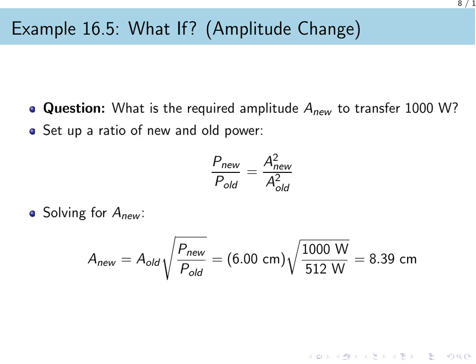Now consider a what-if scenario. If we want to increase the rate of energy transfer to 1000 watts while keeping the string tension and frequency the same, how must the amplitude change? We can set up a ratio where the new power divided by the old power equals the square of the new amplitude divided by the square of the old amplitude. To solve for the new amplitude, we take the old amplitude and multiply it by the square root of the ratio of the new power to the old power. Plugging in our values of 1000 watts and 512 watts, we find the required new amplitude is 8.39 centimeters.